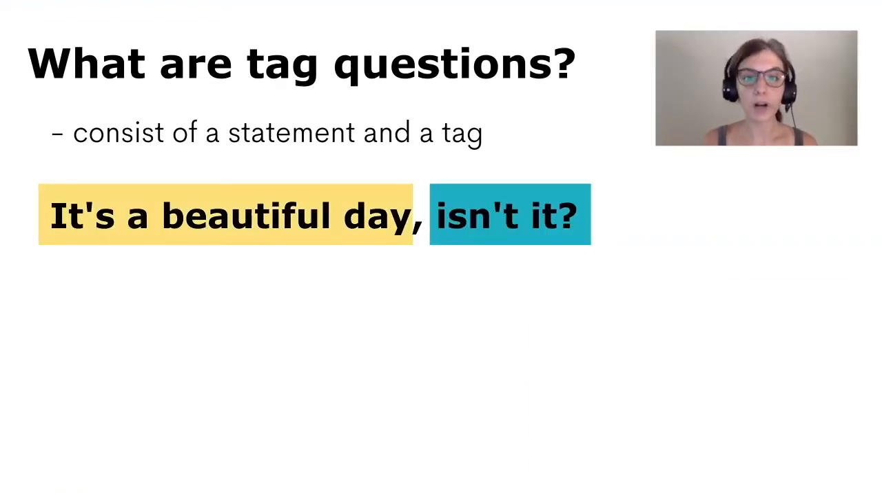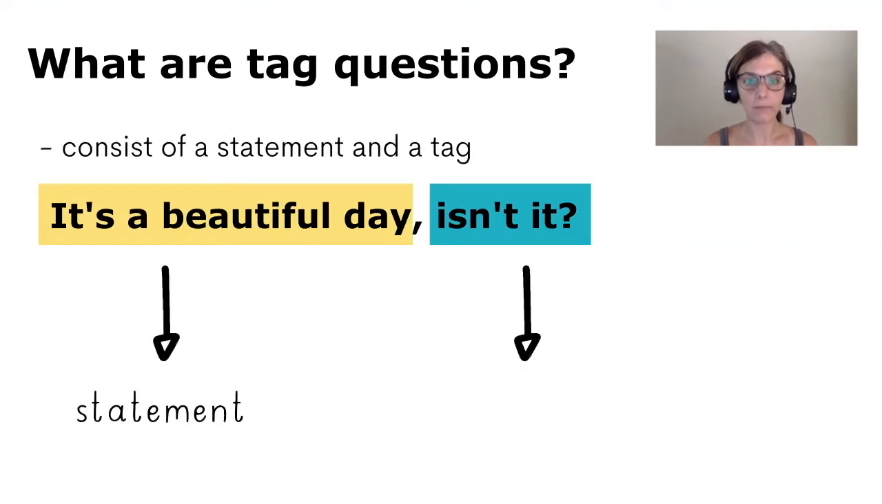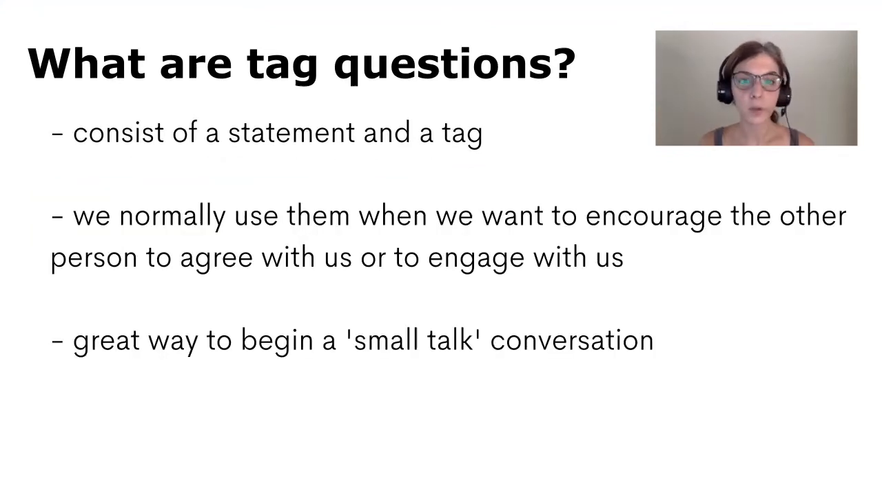So we have two parts here. We have a main statement, which is the first part in yellow, and then we have what is called a tag, which is the second part in blue. So a tag question will always have these two parts with a comma separating them. Why would we use a tag question? We normally use them when we want to encourage the other person to agree with us or to just talk with us. And it's a really great way to begin a small talk conversation.